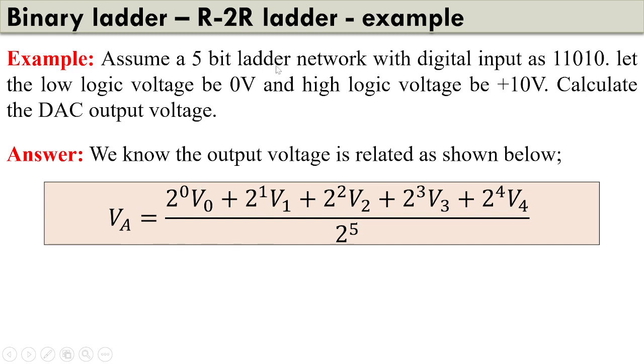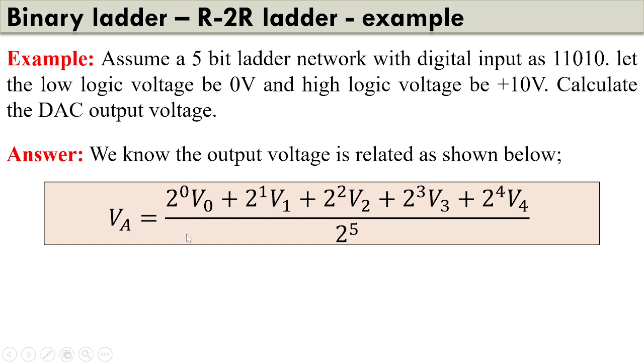We have a 5-bit ladder network, so 2 to the power n is replaced by 2 to the power 5. Now we will consider only the 5 terms. Now this 2 to the power 0 means the least significant bit, which corresponds to the 0 here. 2 to the power 1 means the next bit 1. 2 to the power 2 is 0. 2 to the power 3 and 2 to the power 4 both are high logic. So high logic here means all the voltages are present, and where the voltage is not present, it will be replaced with a 0.